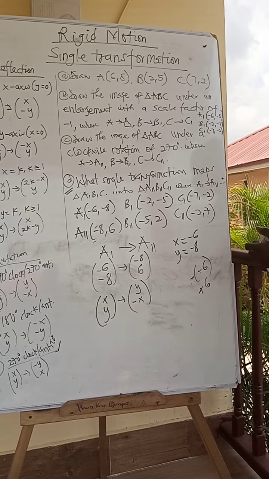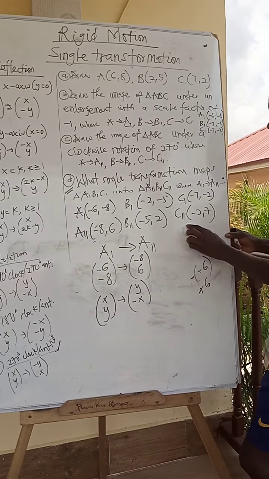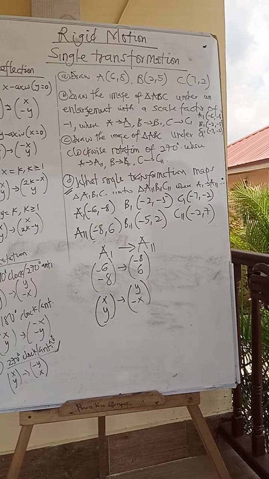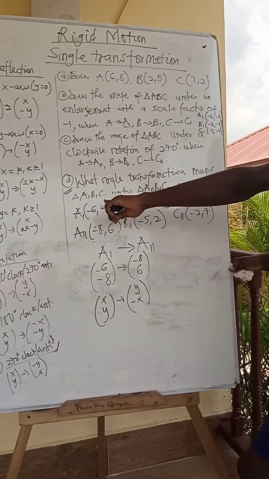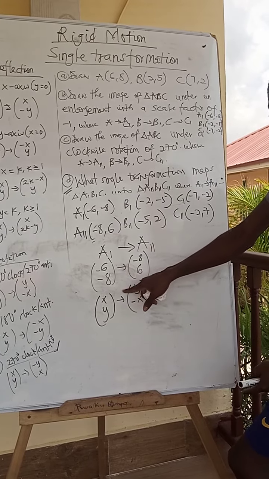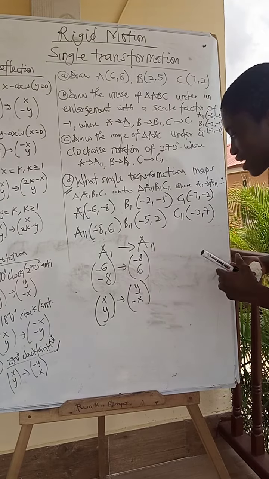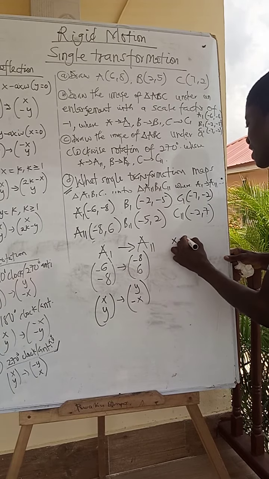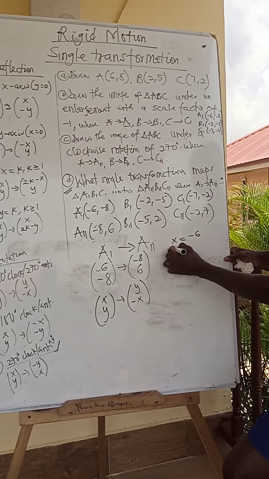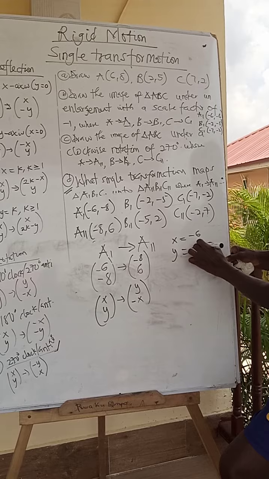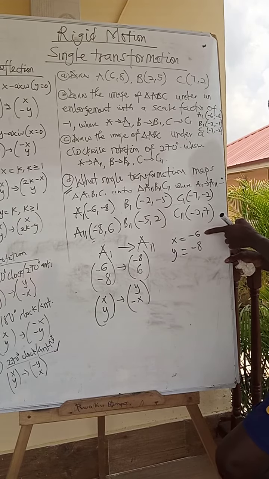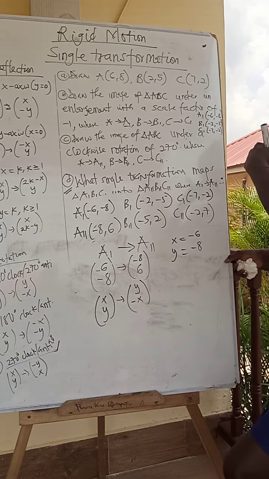Are you lost? Let me explain it again. Single transformation: what single transformation maps A1? You are considering this, so take the first one as your X. Our X is negative 6, and your Y is the second one, negative 8. You know that if you negate a negative, you get positive, and if you negate a positive, you get negative.